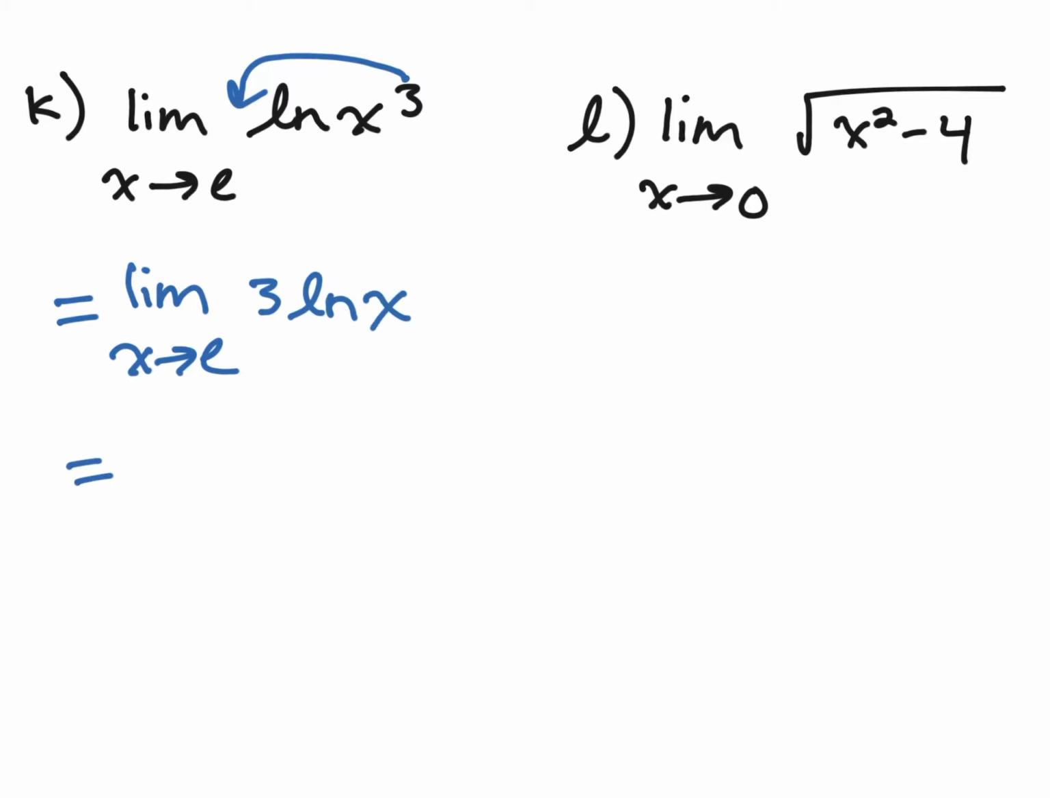Then I'm going to do my direct substitution, so it's 3 times the natural log of e. And what's the natural log of e? What is the base for natural log? The base is e. The base is e for natural log. Common log, it's 10. Okay, so this is basically saying e to the what equals e? 1. So that goes to 1, and we have 3 times 1, we just get 3.